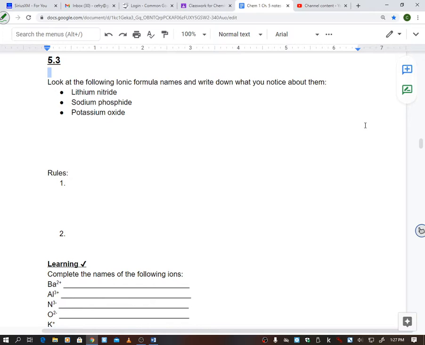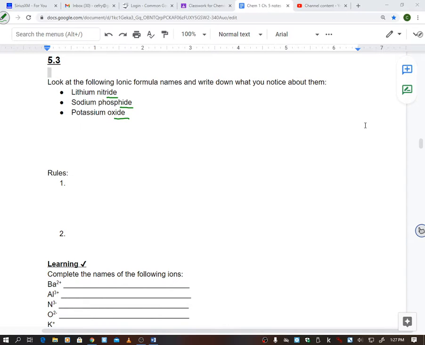All right. So, looking at this, it says, look at the following ionic formula names and write down what you notice about them. I will give the students a few minutes here to look at them. Read them out loud: lithium nitride, sodium phosphide, potassium oxide. What do you notice about them? I believe I've asked this in class before, and usually what the kids will come up with is that they all end in IDE.